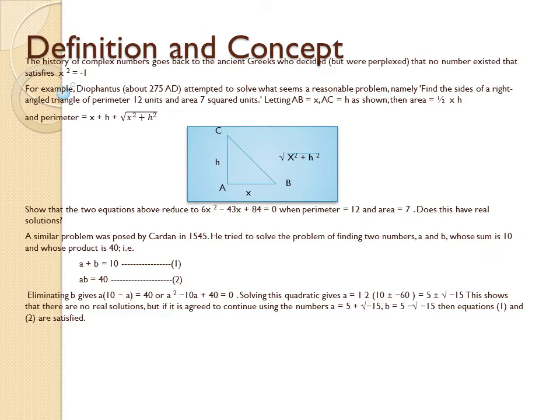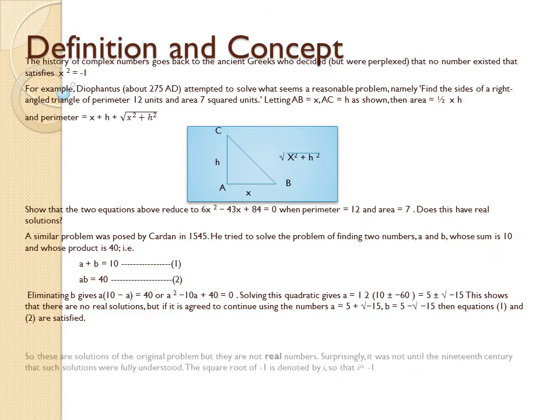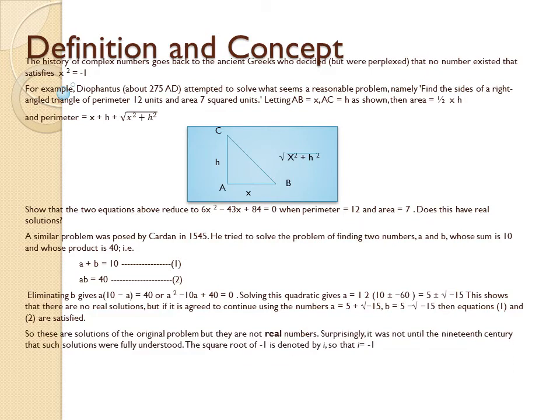So this is the root. One solution is 5 plus root over minus 15 and one solution is 5 minus root over minus 15. So this shows that there is no real solution because root over of minus 15 is not a real number. But if we agree to continue using these numbers, there will be two numbers, one is a equal to 5 plus root over minus 15 and another is b equal to 5 minus root over minus 15, so that equations 1 and 2 are satisfied. So these are solutions of the original problem, but they are not real numbers.